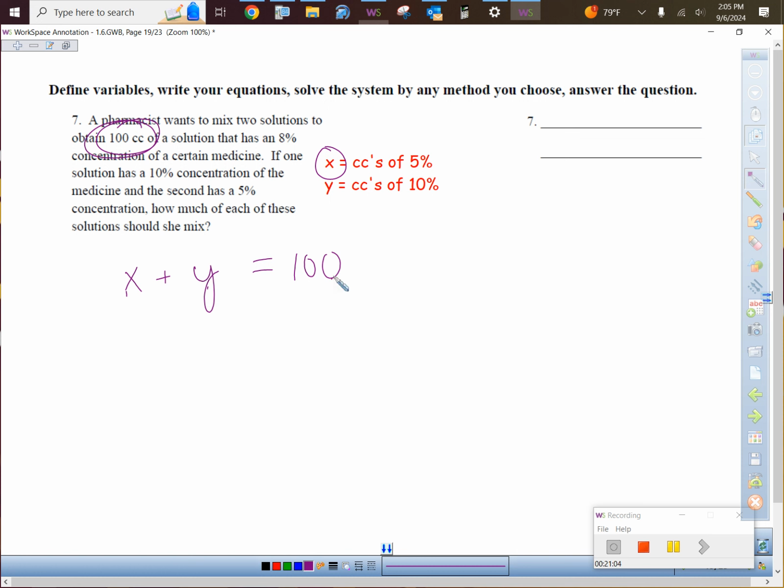And if you know about CiCi's Pizza, that's getting you hungry right now. But all the cc's of the 5% plus all the cc's of the 10% add up to be 100 cc's. The second equation, oh, by the way, why we can't just solve this equation by itself, because it's got x's and y's with it. So we need a system so we can cancel some stuff out.